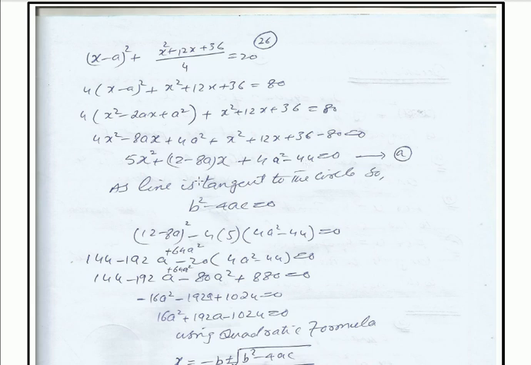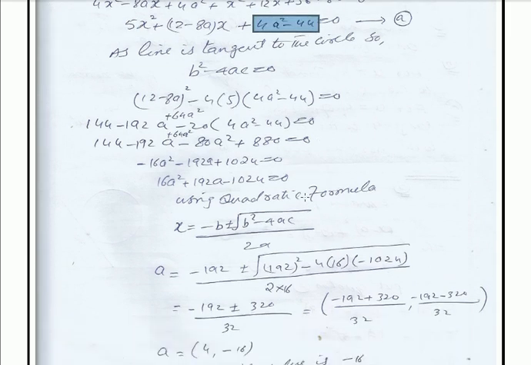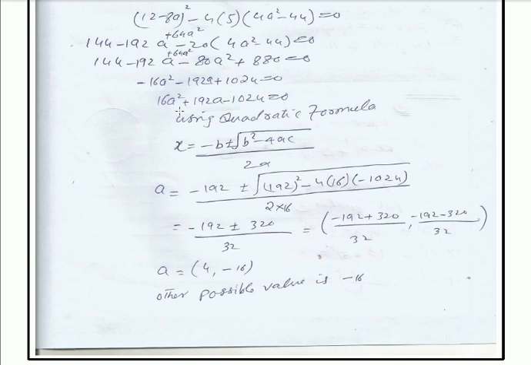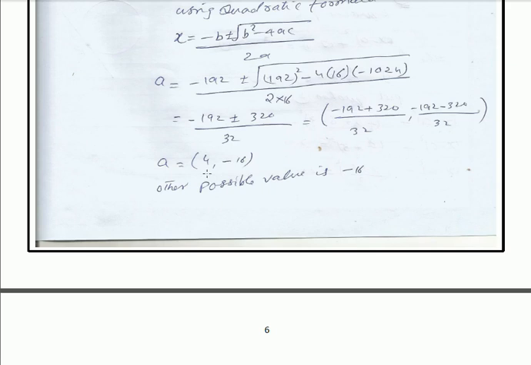We know that when a line is tangent to the circle, it touches at one point, and for this we have b square minus 4ac equal to 0. The discriminant will be equal to 0. By putting the values of a, b and c, after simplification we get 60a square plus 192a minus 1024 equal to 0. By using the quadratic formula and after simplification we get a equal to minus 16. So the first value is 4 and the other value is minus 16.